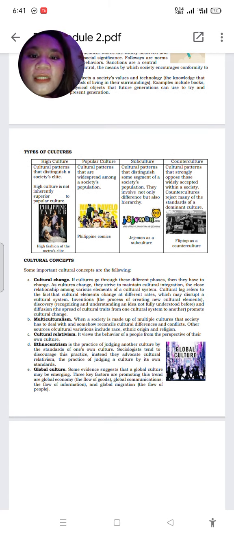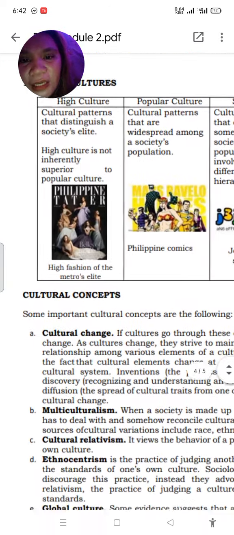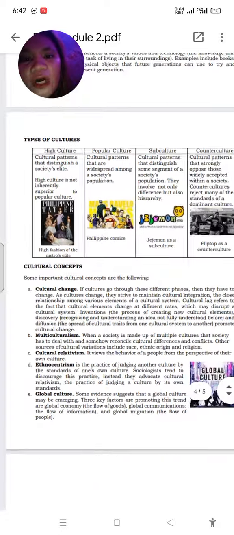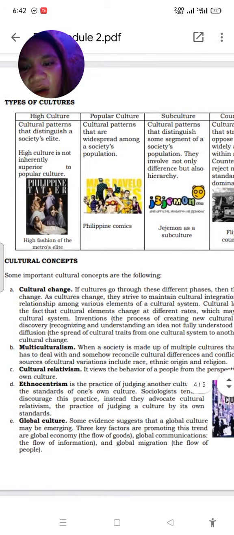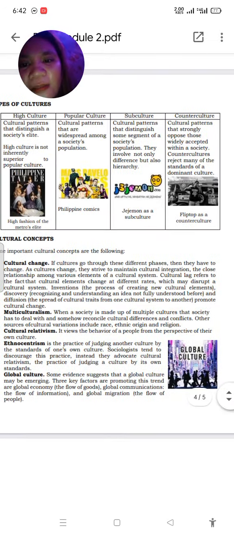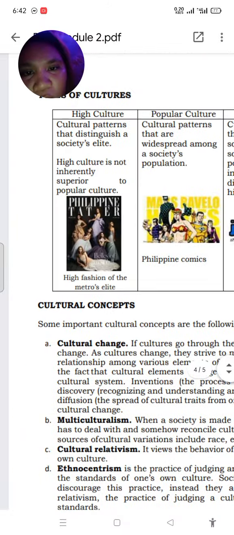So next is types of culture. We have 4 types of culture: high culture, popular culture, subculture, and counterculture. So what is high culture? Culture patterns that distinguish a society's elite. It is not inherently superior to popular culture. Example, high fashion of the metro's elite. So that is high culture.